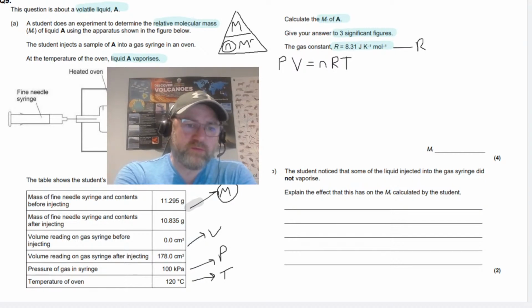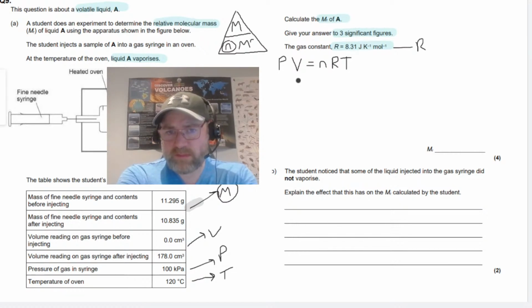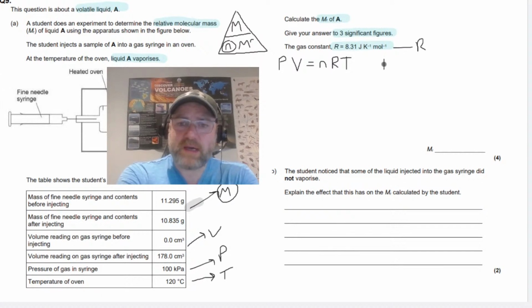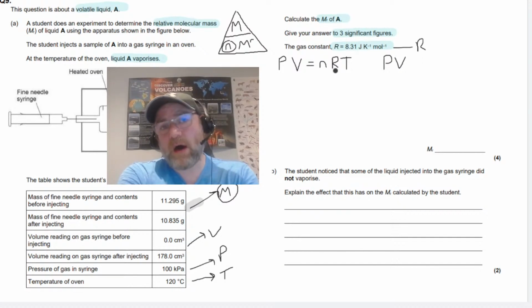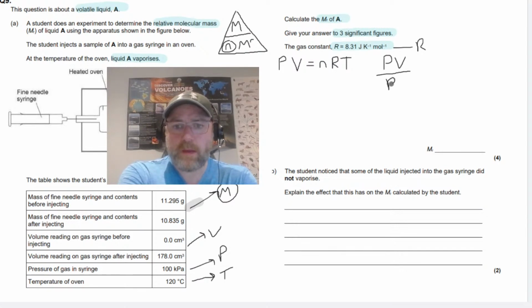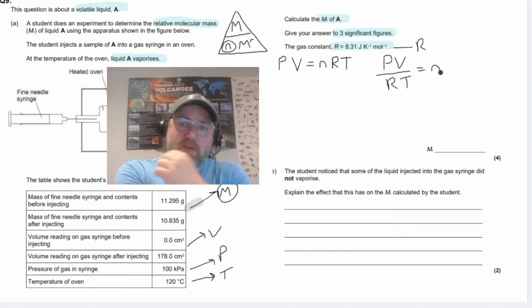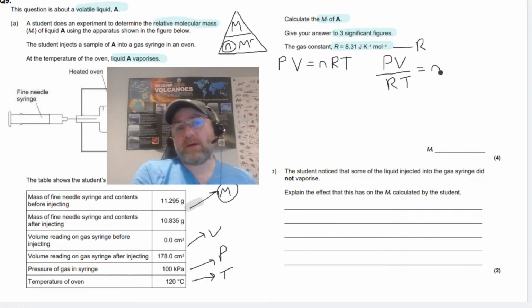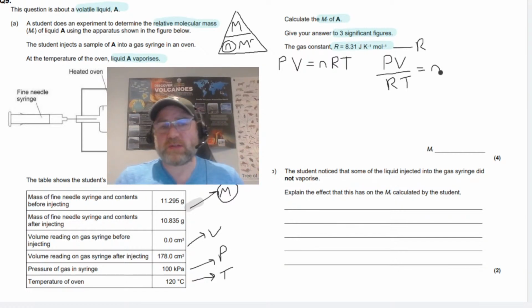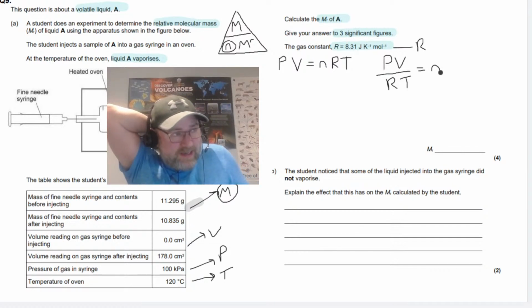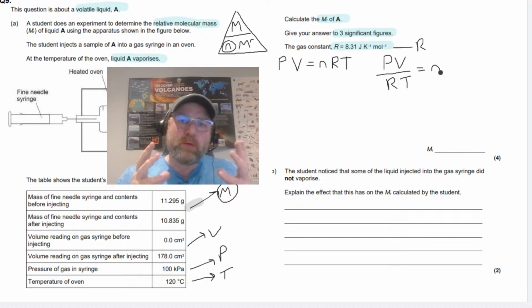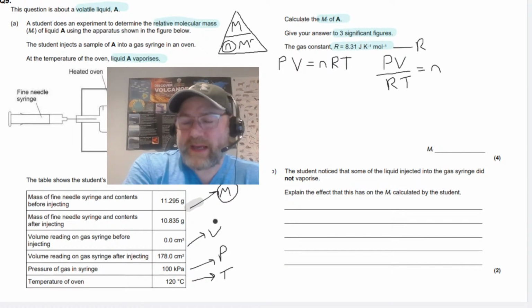So let's first of all rearrange this, and you should know how to rearrange that to make n the subject. You do that by leaving n on one side and removing everything else. As n is multiplied by RT, we can divide both sides by RT, and that cancels out the multiplication of RT on the right, and it adds a divide RT on the left. So now we've got our equation rearranged so that n is the subject, number of moles. So that's step one.